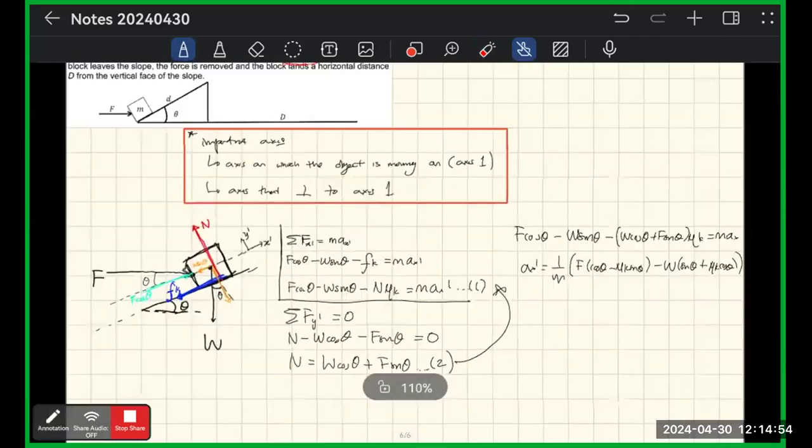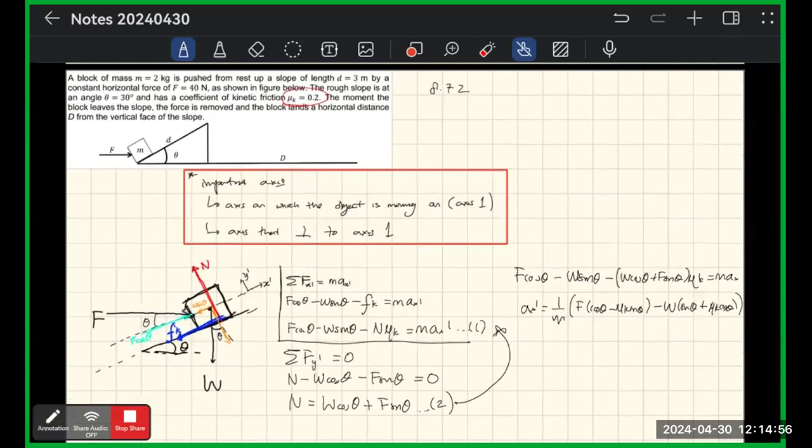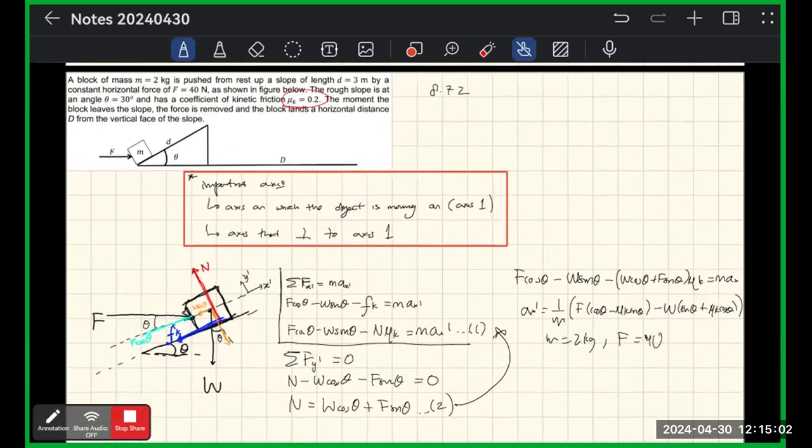So the m here is 2 kilograms. F equals 40. The W is mg, right? Which is 2 times 9.8.